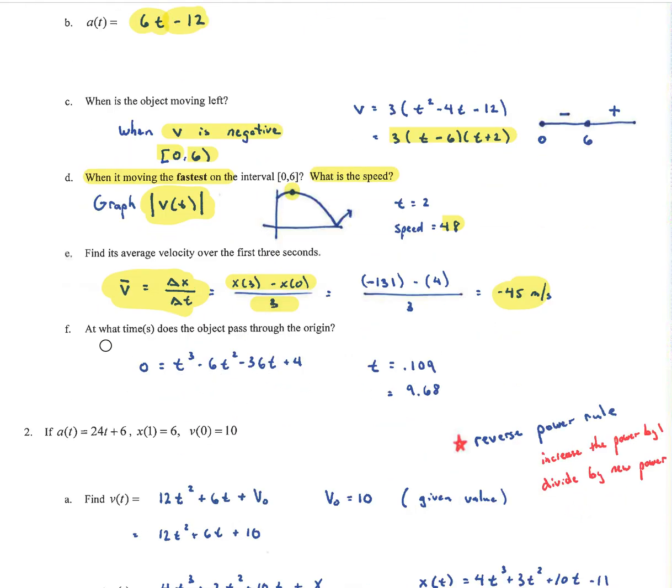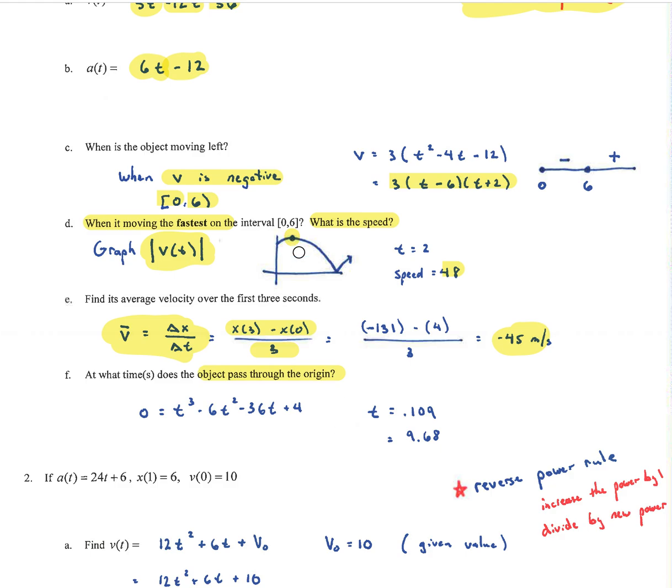At what time or times does it pass through the origin? So the question is, what does it mean to pass through the origin? Well, that's similar to asking, what does it mean to move left? Moving left is a negative velocity. What does it mean for an object to pass through the origin? Well, the origin by definition is an x value of 0.